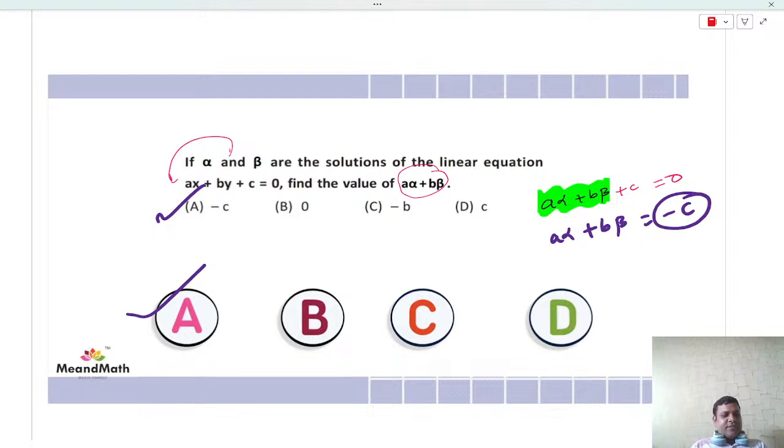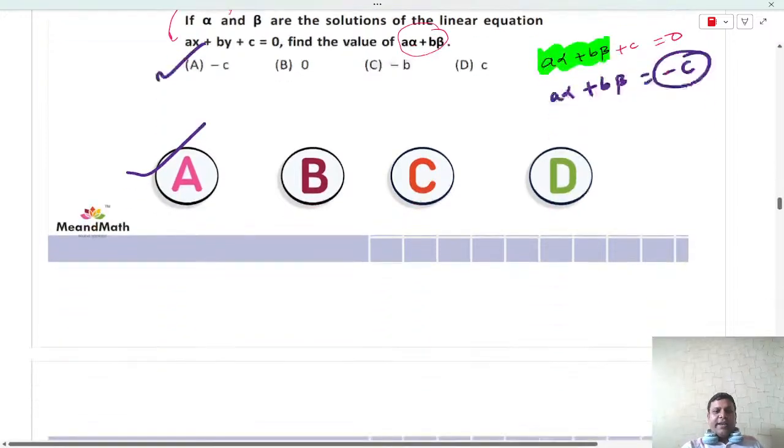Let's move to the next question. Yes or no? Yes. So here is the next question.